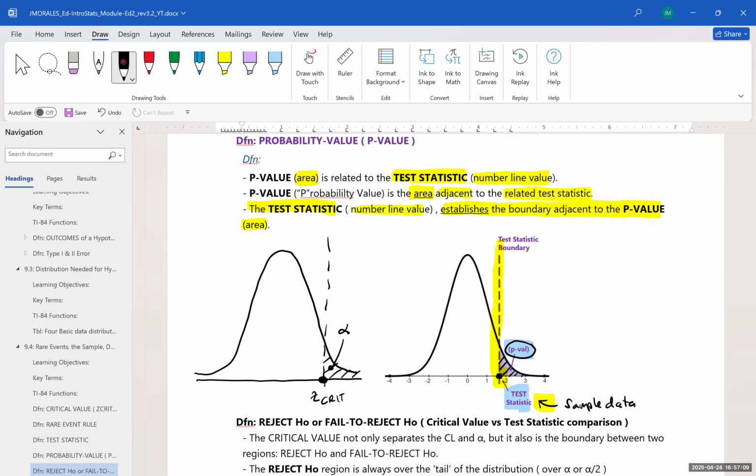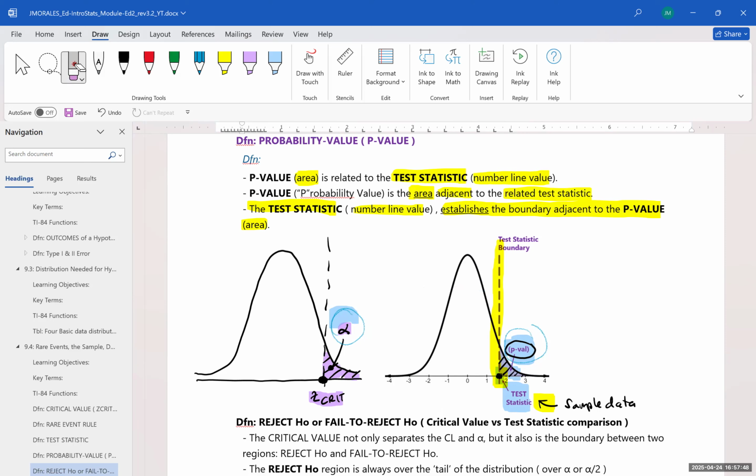The critical value is a value on the number line that is related to this area, which is the significance level. So a value on the number line is related to the area adjacent to it. Just like the test statistic, which is a value on the number line, is related to the area next to it, and we call that area a p-value. So don't confuse significance level as an area with a p-value. Those are two different things.